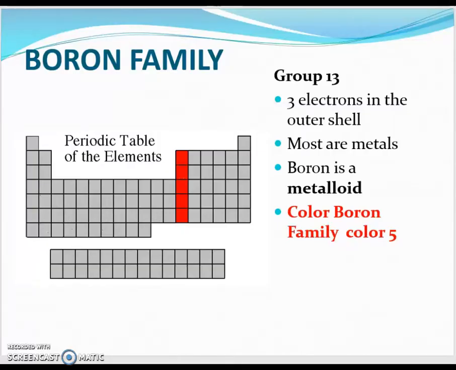The next family that we have there is the boron family. We can see where it's located there. We have 3 electrons in the outer shell. This is group 13, and there's 3 electrons in the outer shell. They're all metals, except boron is a metalloid.